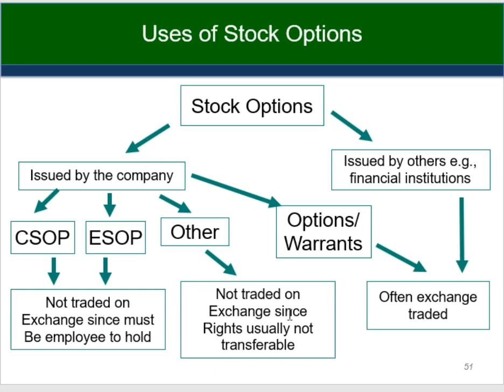Other kinds of options which are issued by the company would not be traded on the exchange if their rights are not transferable between different owners. So if they're compensatory in any way, you can't exchange them on the exchange. So the treatment of options and warrants which are issued either by the company or by other financial institutions with the stock of the company being the underlying security, those are exchange traded and would be valued according to that value.